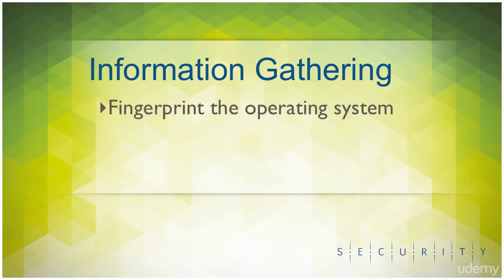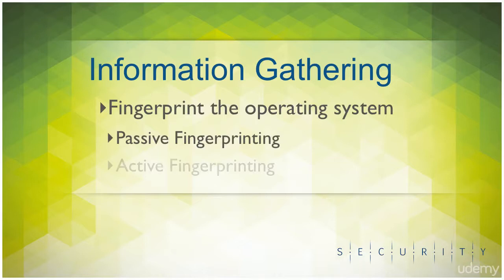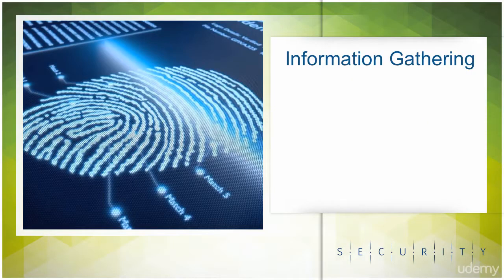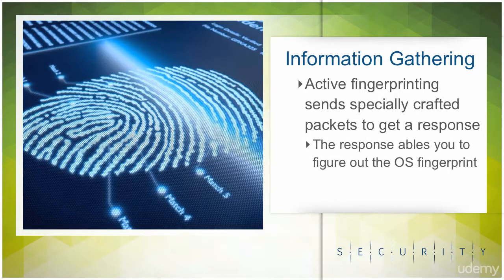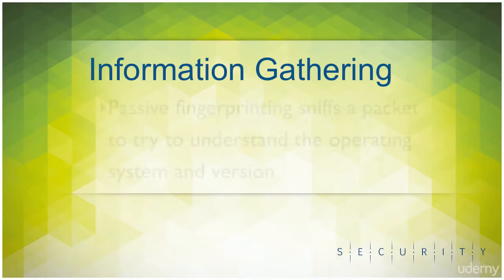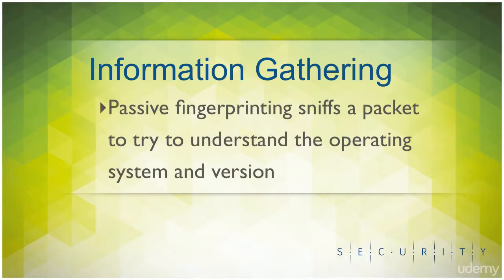And now there are 2 ways you can fingerprint the operating system. It can be either passive or it can be active. In active fingerprinting, specifically crafted packets will be sent to get a response. When you get a response, you will be able to figure out the OS fingerprint. This is much more accurate than passive. In passive fingerprinting, you will try to sniff a packet to understand the operating system and its version. The preferred approach is to go with passive fingerprinting, as you will not be noticed by intrusion detection systems, if any, nor will you find a trace in the logs.